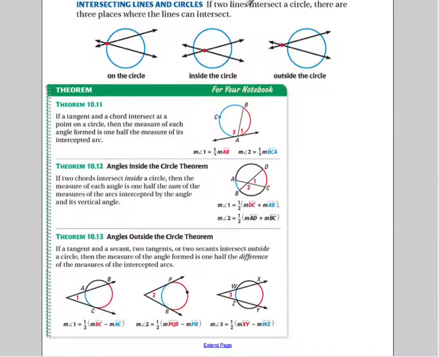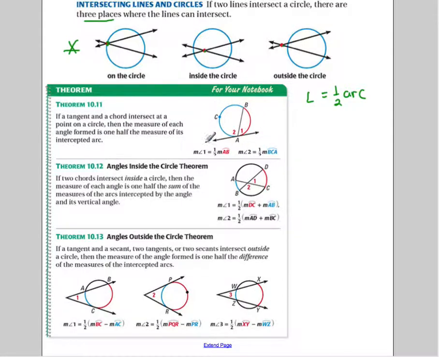As you look at this, intersecting lines in a circle, two lines intersect a circle. There are only three different places where the lines can intersect. The idea is they can intersect on a circle, inside a circle, and outside a circle. We already spent some time talking about this on a circle. And if we remember, the angle is equal to 1/2 the arc measure. So the angle is worth half the arc.